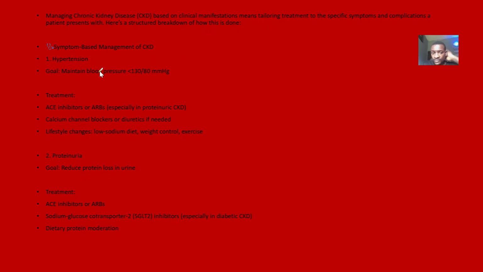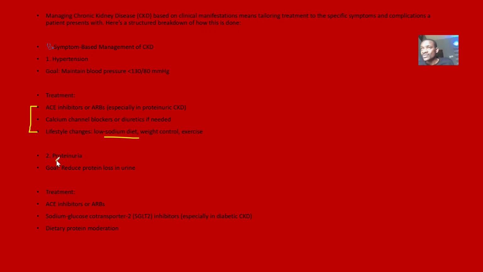Okay. So for hypertension, just make sure that you maintain blood pressure at less than 130/80. You can make this happen by using angiotensin converting enzyme inhibitors, calcium channel blockers or diuretics. Okay, lifestyle changes. The person should be taking low sodium containing foods. Okay, weight control, they should be exercising. Could not be too much exercise, but at least good quality exercise.